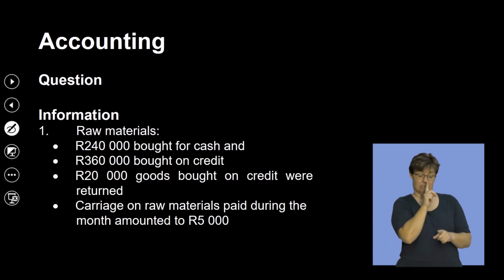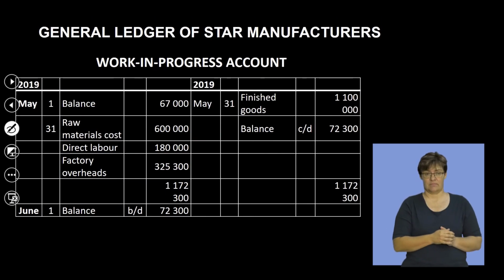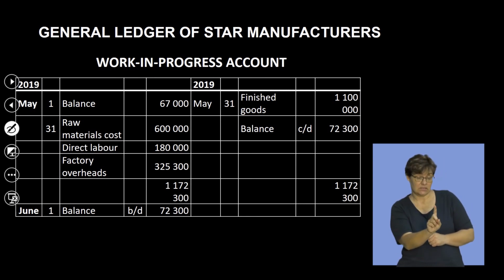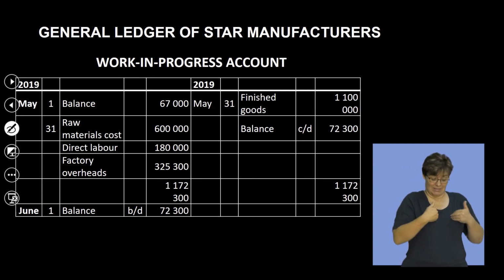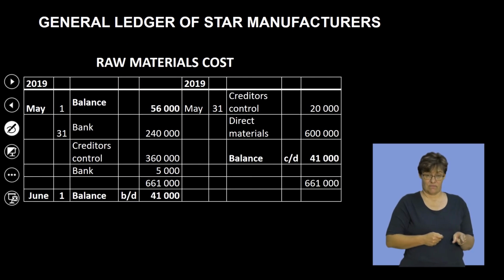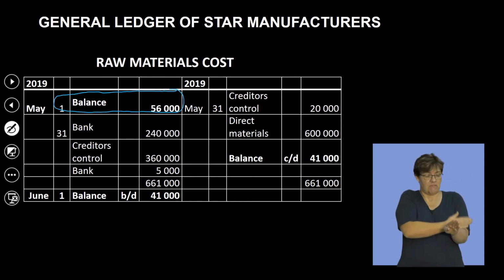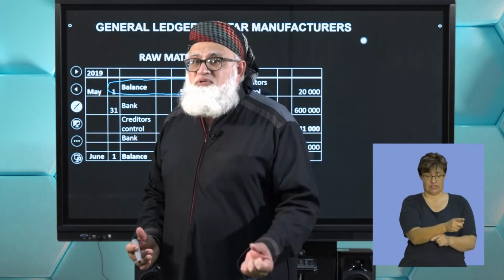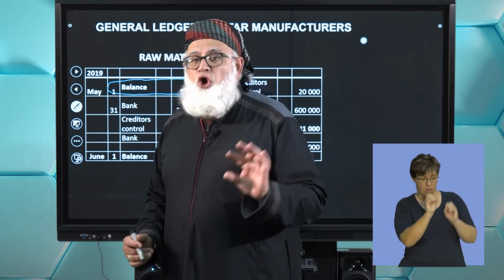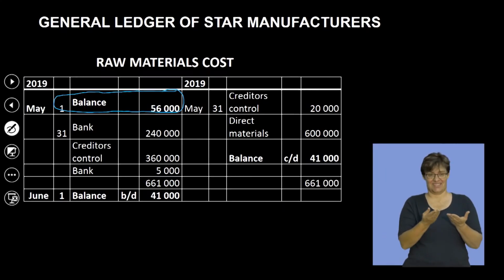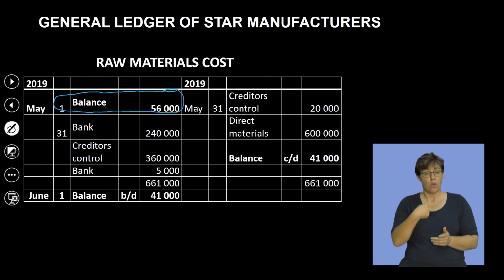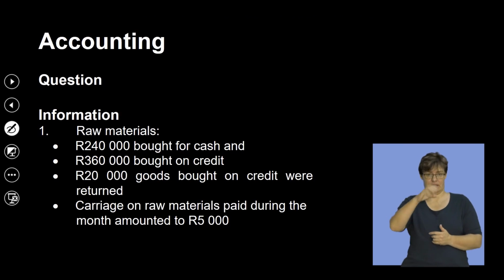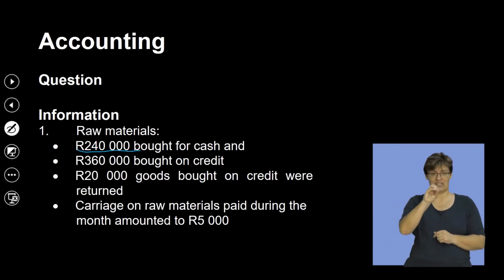Let's look at the information that we want here. We are told, one, the raw materials at the beginning of the year. In this particular example, this is pre-populated for you, meaning it's already appearing in the ledger account. They've pre-populated your opening balance of raw materials. Then, did we purchase raw materials for cash? Yes, we did. How much? 240,000 rand.